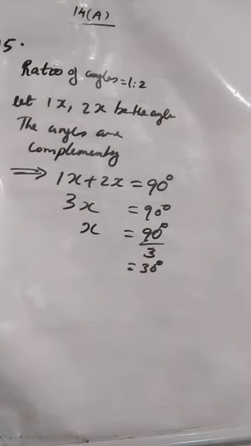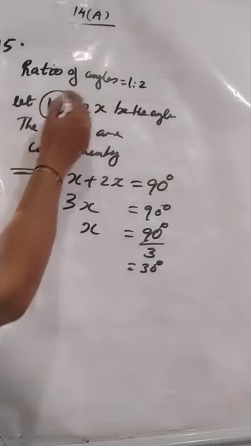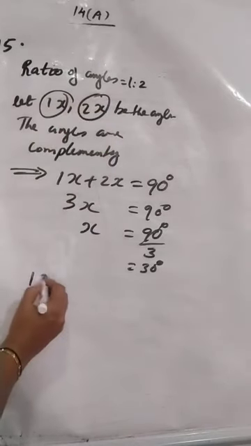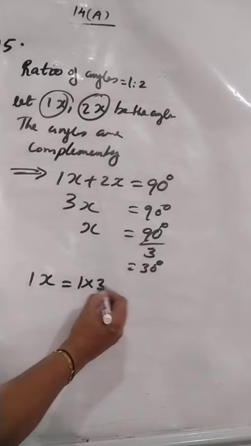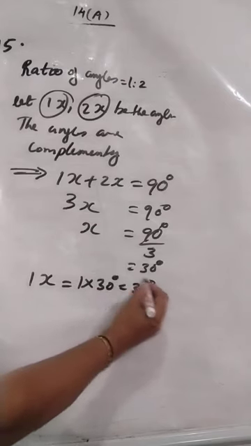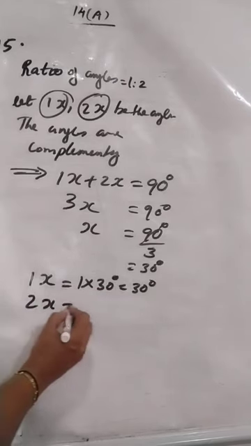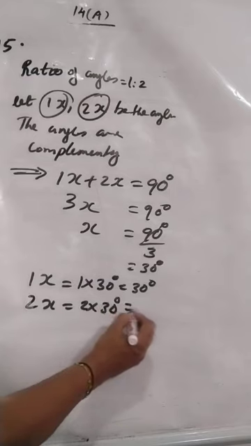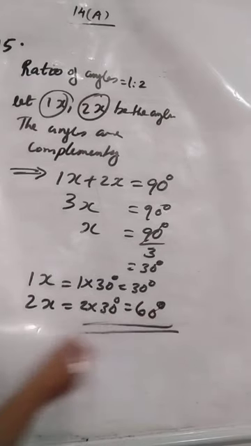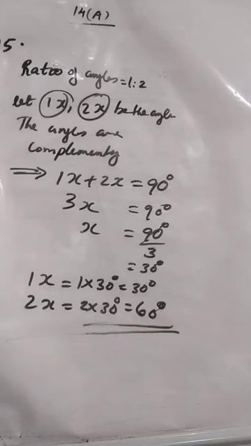Now how can we find each angle? Yes, we took 1x and 2x as the angles, no? So 1x means 1 into 30, that is 30 degree itself, and 2x means 2 into 30, that is 60 degree. You can verify this also. What is 60 plus 30? It's 90. So they are complementary angles.